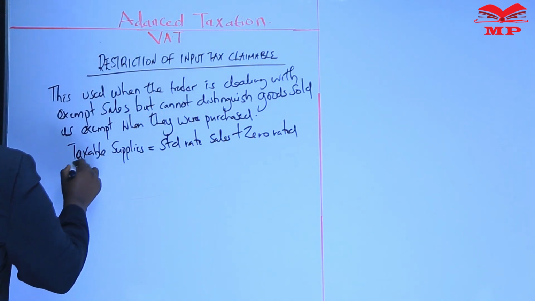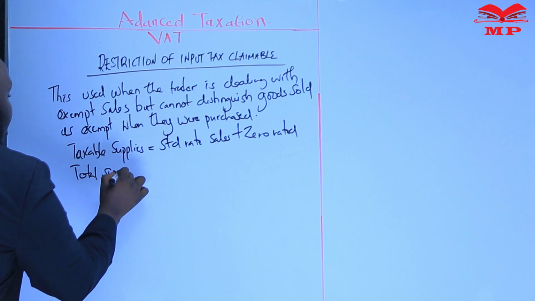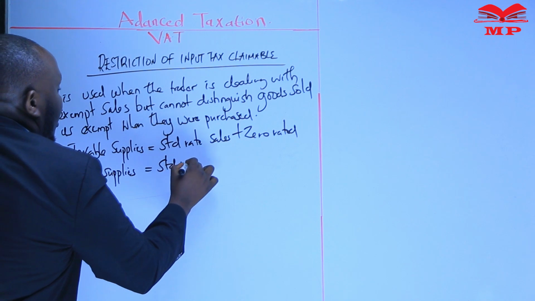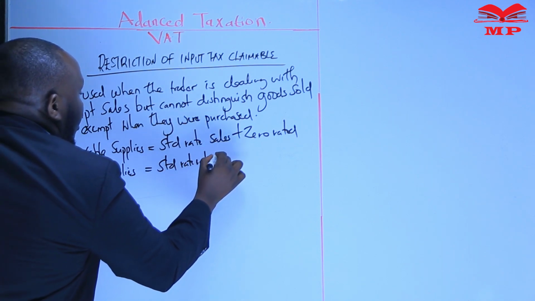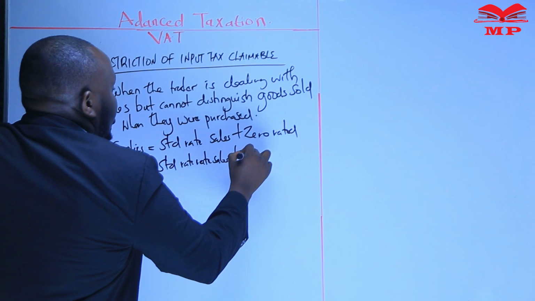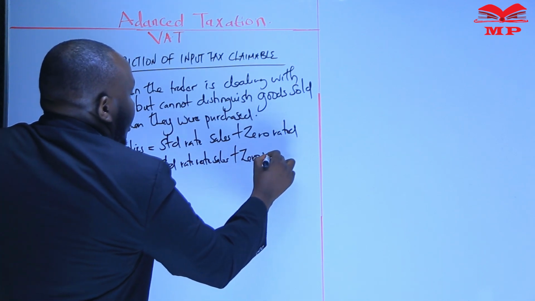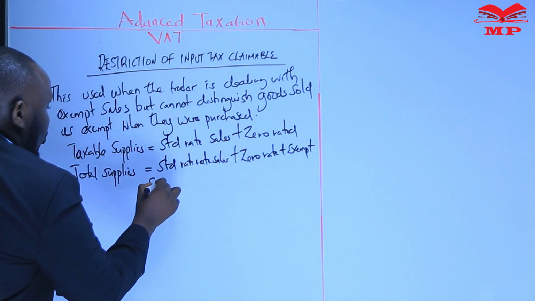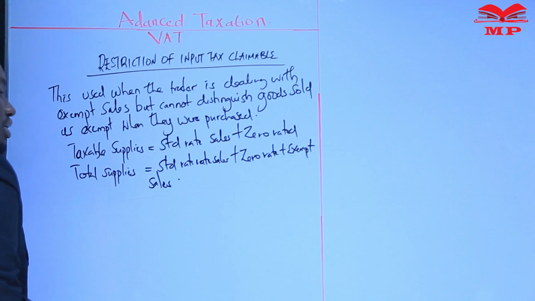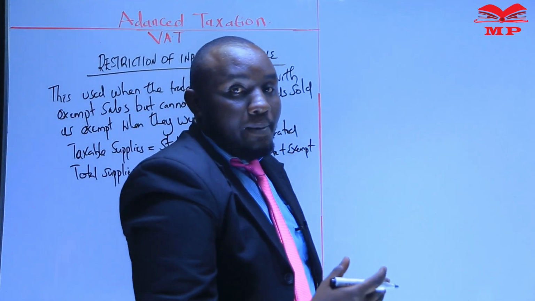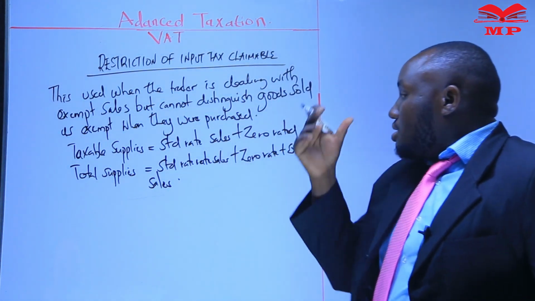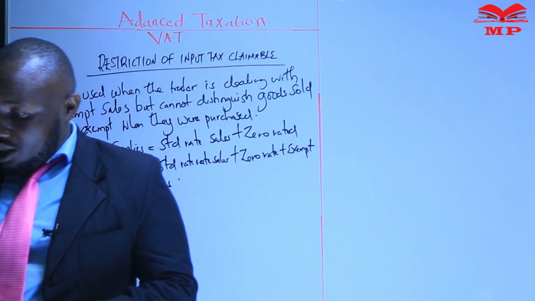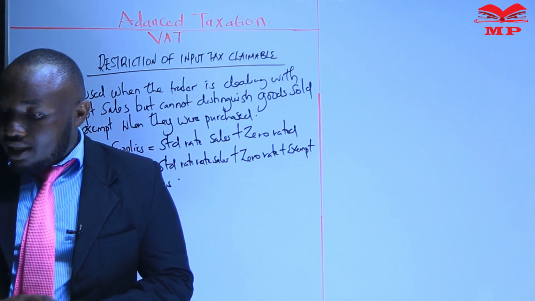Then we have what we call total supplies. Total supplies would basically be equal to standard rate sales plus zero rated, then plus exempt sales. That will give us total supply. But taxable supplies, as we have said, is standard rate plus the zero rate altogether. So that is what we call the term taxable supply.